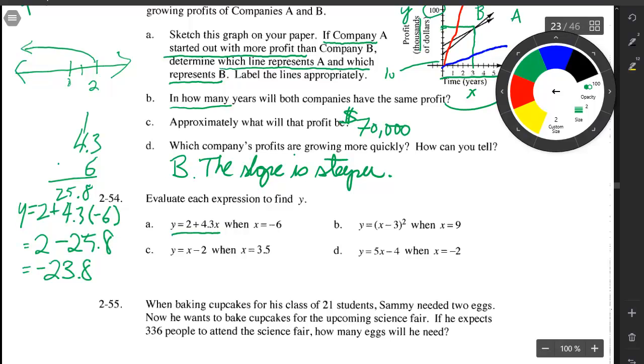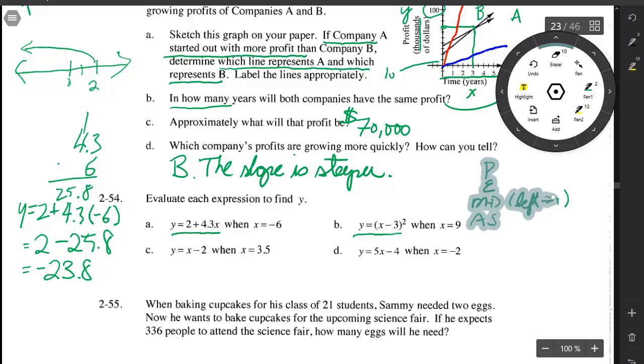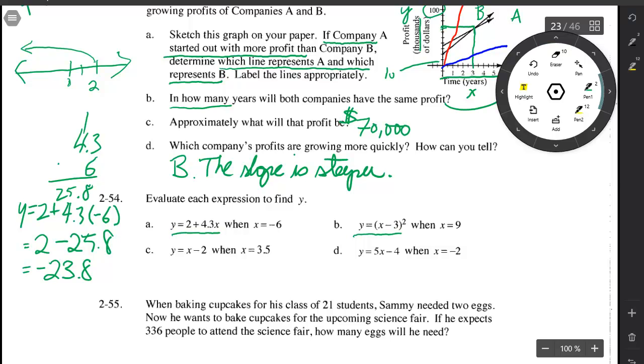All right, let's look at B. Remember again, we're using PEMDAS here. Parentheses first, and then your exponents, and then your multiplication and your division left to right, and then your addition and your subtraction also left to right. So we want to substitute. Let's clean this up a little bit so we are more clear. So let's take a look.